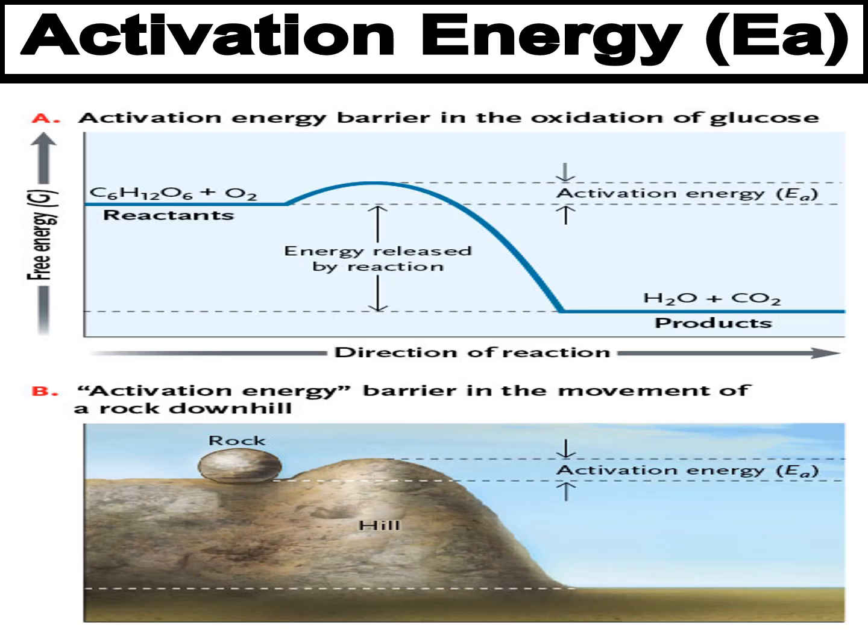The bottom half of this figure provides another illustration of activation energy. Here, the activation energy is represented as a bump, or hill. Once this bump is reduced, or lowered, it will be much easier to roll the rock down the hill. In terms of biochemical reactions, once the activation energy is reduced, a biological reaction can also proceed.